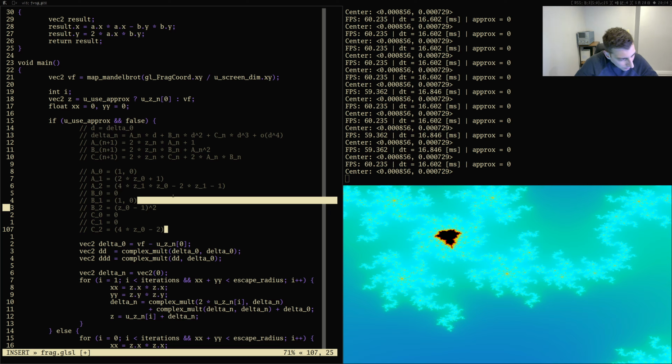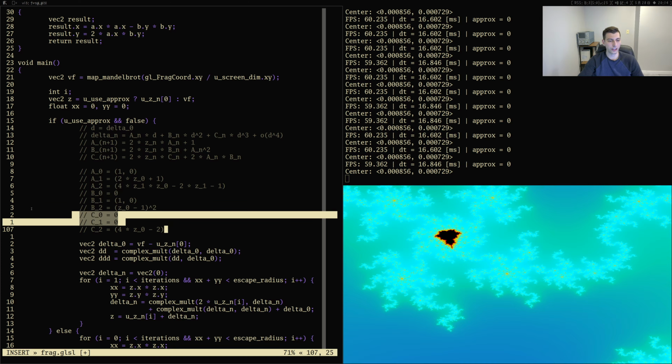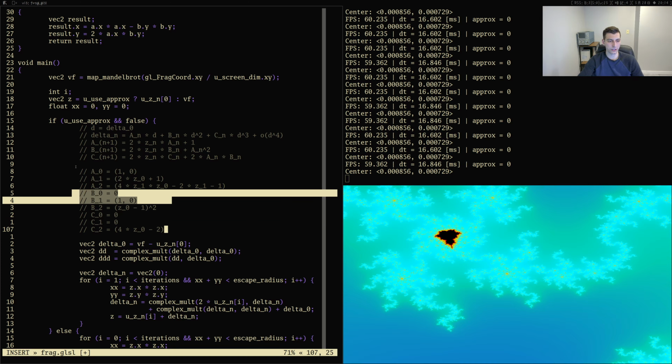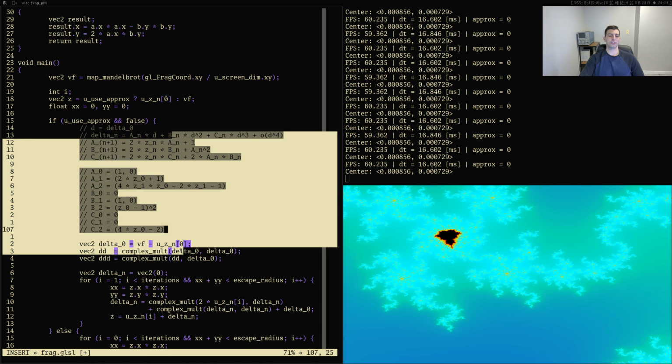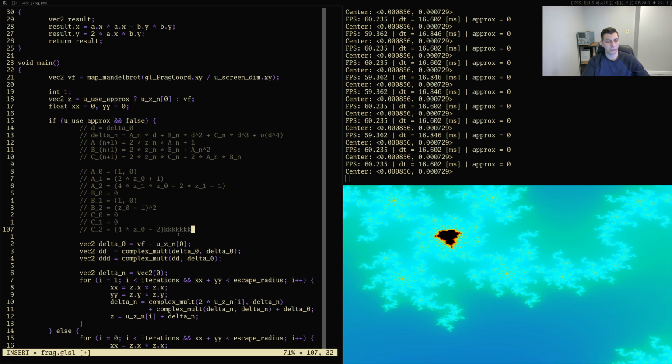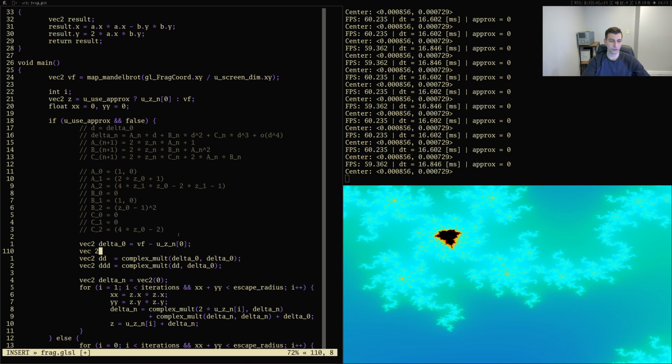Do we actually need these pre-computed values? I don't think so. I don't know why they're written here. I think we just need the first ones, right? Like C0, B0, A0. So we have delta 0. We just need the initial value, if I'm not mistaken here. So we should just call this vec2 D is equal to delta 0.